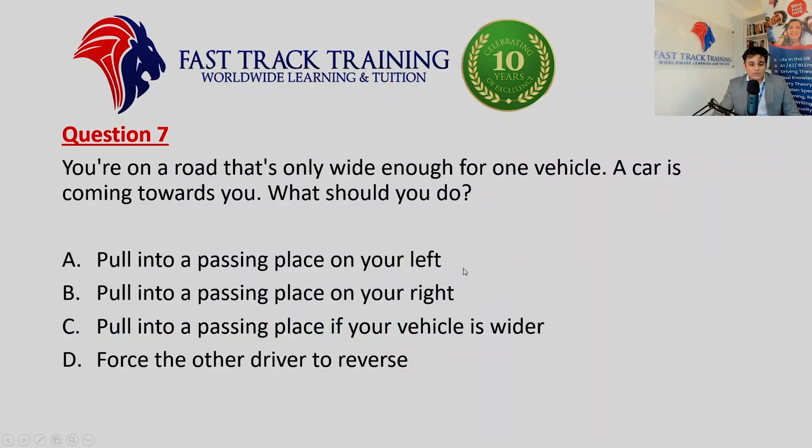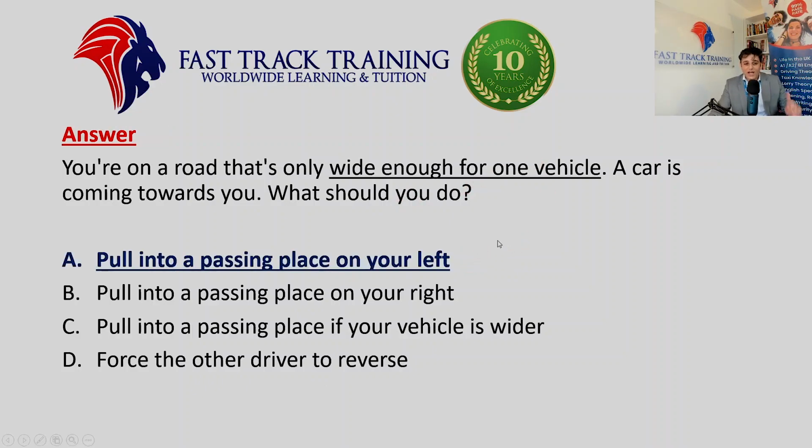If you're driving at night, you're on a road that's only wide enough for one vehicle. A car is coming towards you. What should you do? Pull into a passing place on your left, pull into a passing place on your right, pull into a passing place so your vehicle is wider, force the other driver to reverse. So the correct answer is if you're driving on a road that's only wide enough for one vehicle, pull into a passing place on the left and then let the vehicle pass you by. That's the common courtesy thing to do.